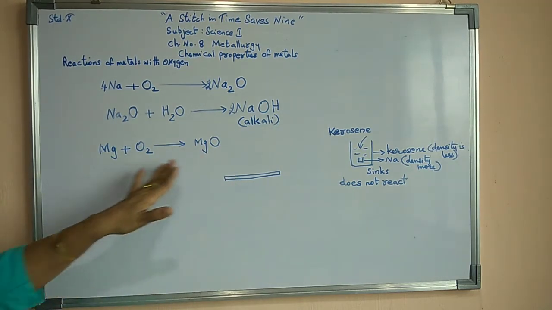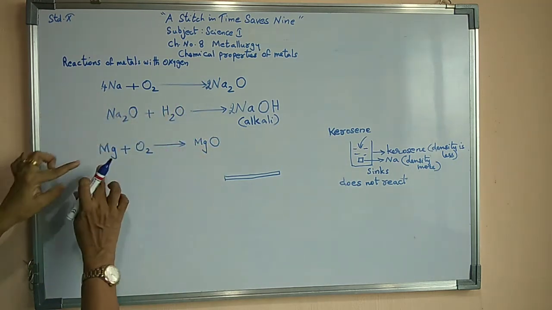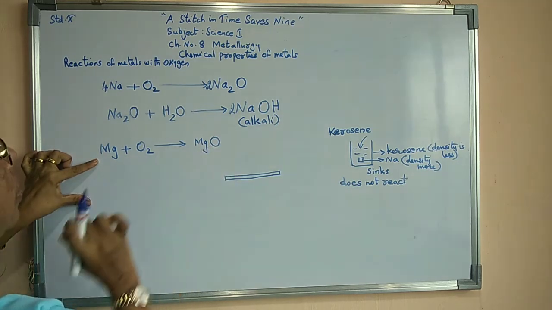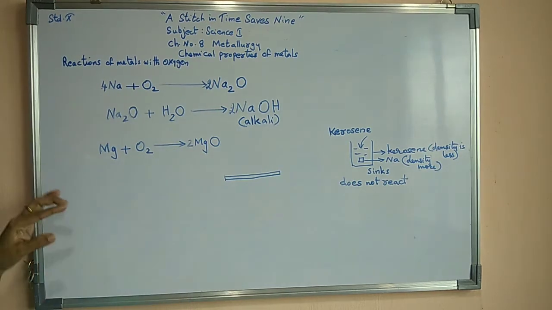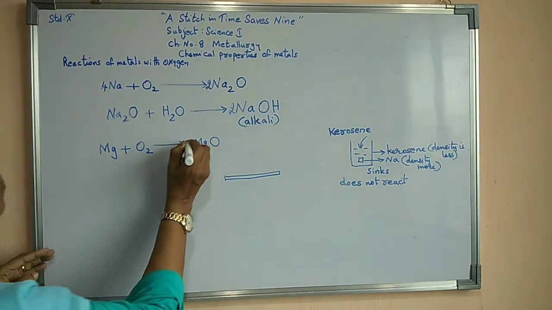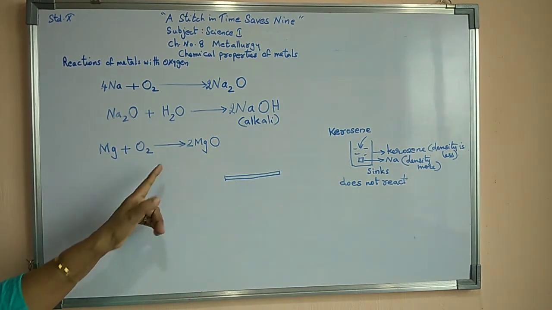Now once we write the equation, we have to balance it and see. Here magnesium 1, here again magnesium 1, oxygen 2, but here only 1 is there. So on the right hand side I am writing 2. So we can say 2 MgO. Let us balance and see once again.